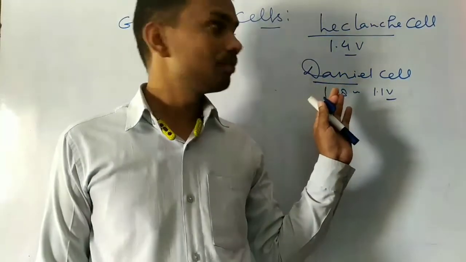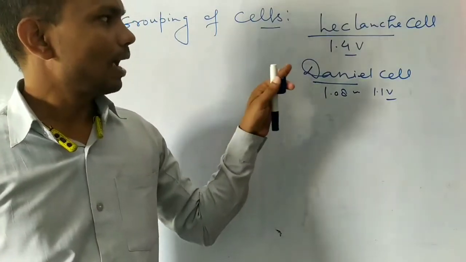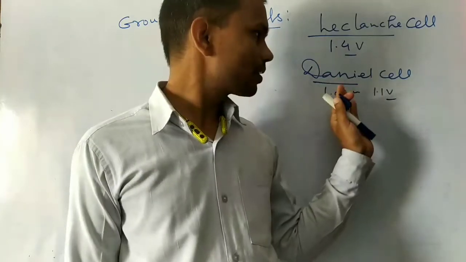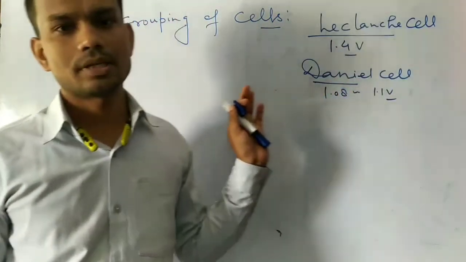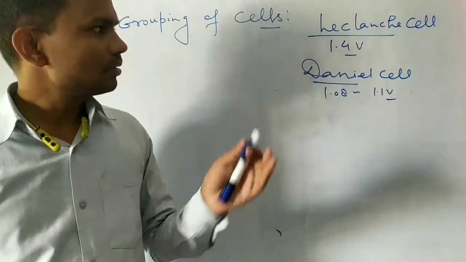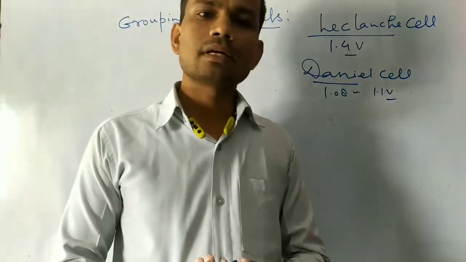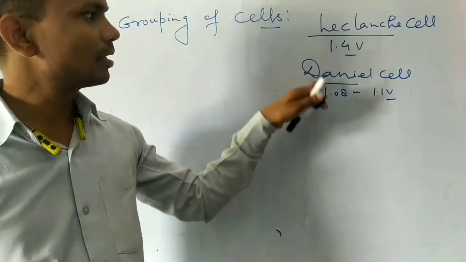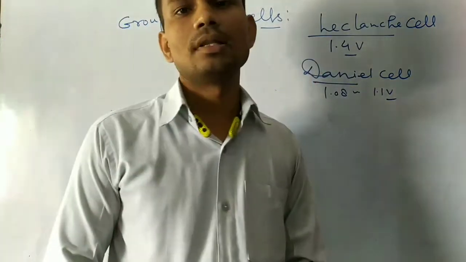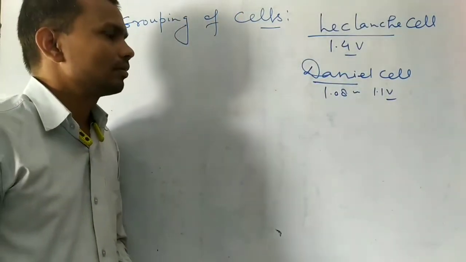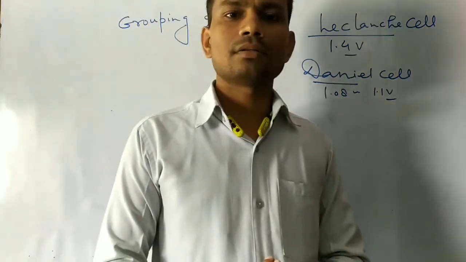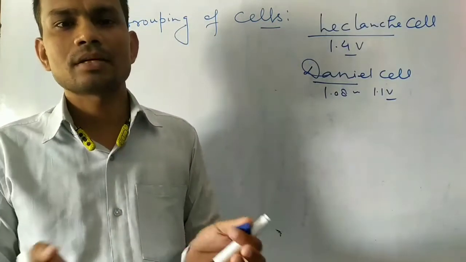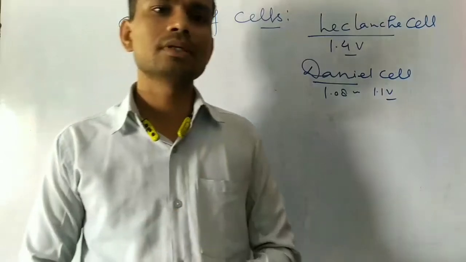So here we are using both cells. In the case of the Leclanché cell the EMF is 1.4 volt, and in the case of the Daniell cell it is 1.1 or 1.08. Due to this low EMF, the current given by these cells is also low. If you want more or large current, then by the combination of cells we can increase the value of the current, right?